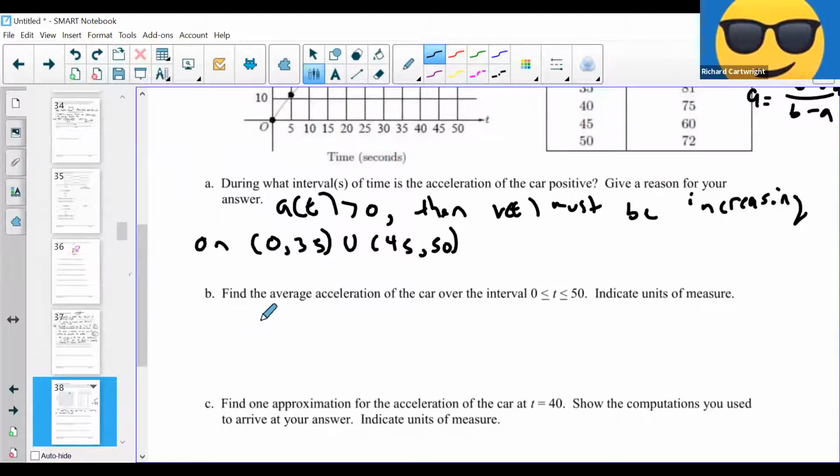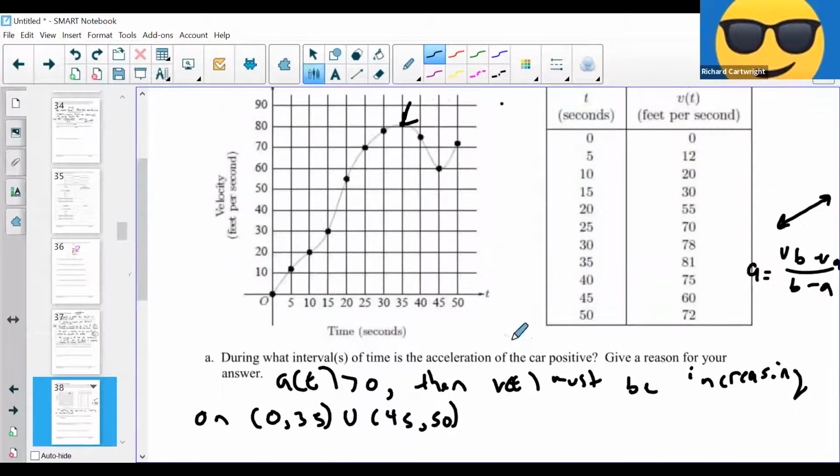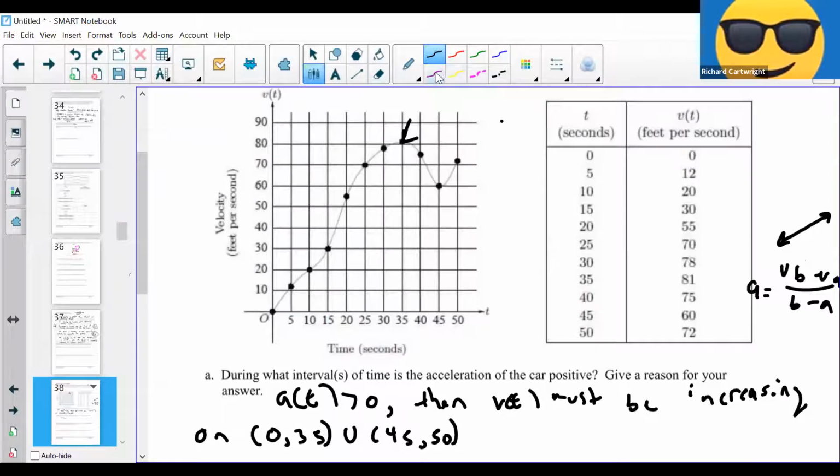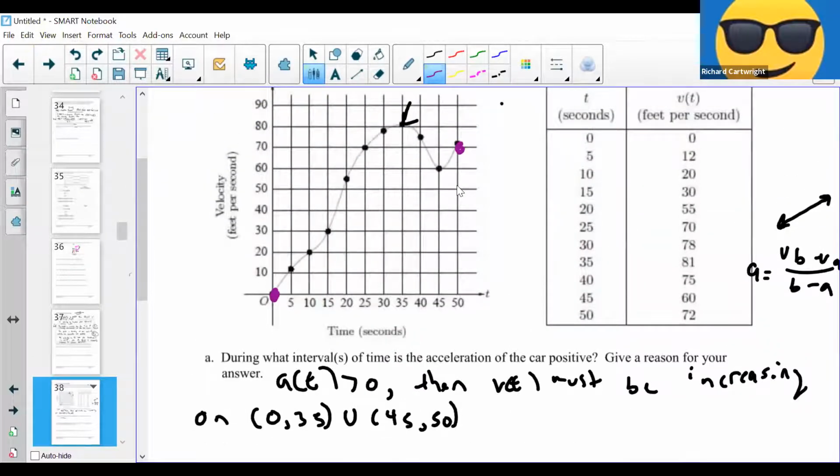Next part. Now we're going to actually find something. Find the average acceleration over the interval from 0 to 50. Oh, okay. Let me change color here. 0 to 50. Here to here are values of velocity. And he wants the average. Is that what he said? Average. Yes. Average means what? Slope of a what? Somebody make me proud. Slope of a secant line, guys.